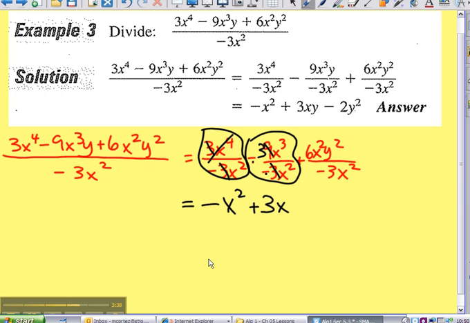Okay? Trey, finish off that last one for me. Plus and minus, what does that mean? It's going to be negative. 3 divided by... negative 2. And then the x squareds just cancel out. So we're left with y squared.